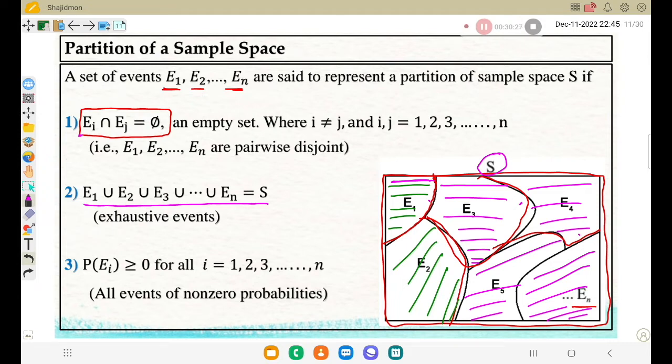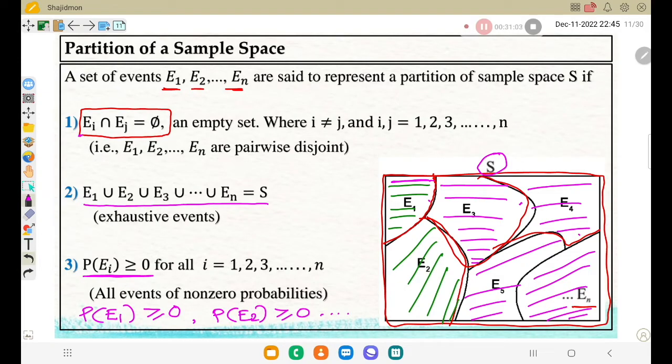Now the third one: the probability of any event should be greater than or equal to 0. That means the probability of E1 should be greater than or equal to 0, that is, 0 or more. You know, probability should always be positive, and the maximum value is 1. Probability value is always from 0 to 1. We studied this in section 5.1. All of you remember that. So the probability of any event should be greater than or equal to 0. Probability of E1 greater than or equal to 0. Probability of E2 should be greater than or equal to 0.